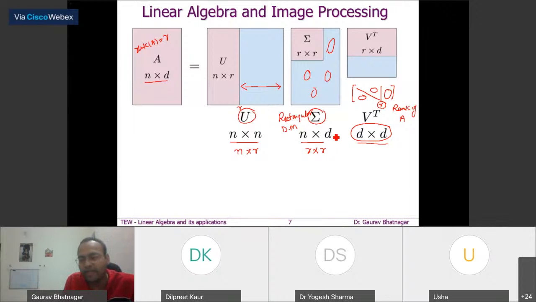Similarly, if I want to keep this multiplication compatible, then this matrix is going to be R cross D, and hence my V matrix is going to be D cross R. So the meaning is, after this, whatever I have over here, all the vectors or all the rows, I can delete to get a very small matrix into the picture.